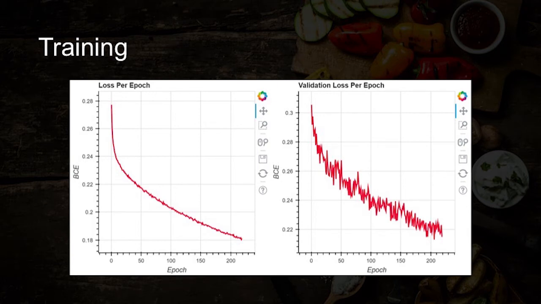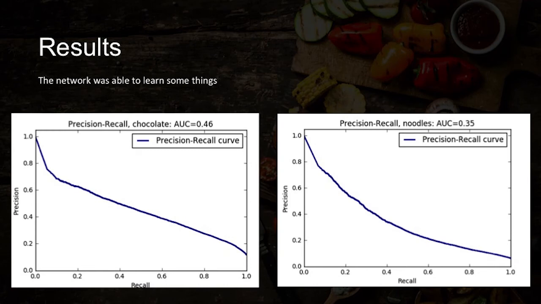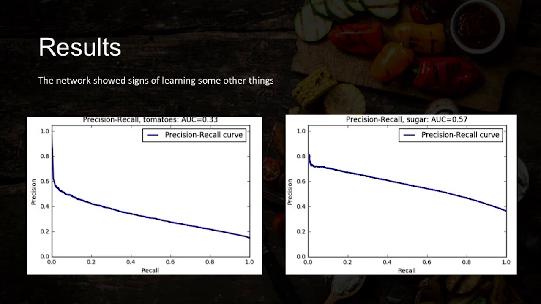So it was able to learn some things pretty well. In this precision recall curve, we see that our precision is pretty high when we recall things based on needing a high threshold. So like chocolate, it seemed to learn pretty well. Noodles seemed to learn pretty well. Kind of learned some other things. It learned tomatoes and sugar pretty well. And paprika and coconut it did not learn.